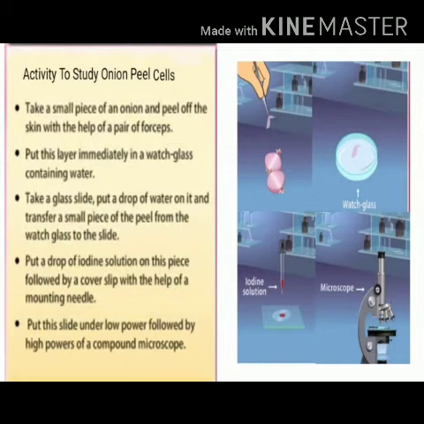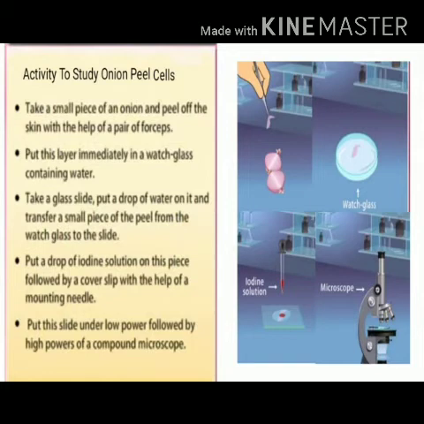The first activity, activity 8.3 from your textbook, is the activity to study the onion peel cell. Onion is an example of plant, as I told you. So here we will observe the plant cells. What you have to do, you have to take an onion and cut into thin pieces and separate the thin inner layer of any of the fleshy slice.